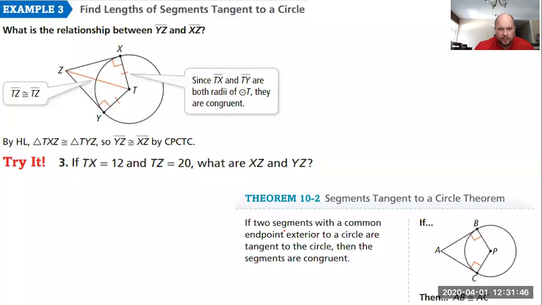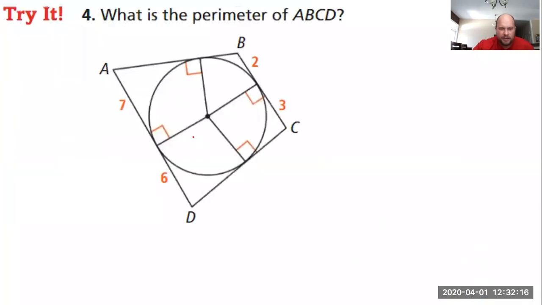Sorry, I don't know why that went backwards. There's a theorem that says if two segments with a common endpoint exterior to a circle are tangent to a circle, then the segments are congruent. So on that diagram, we could add in congruent marks here and here to say that those two are congruent. So it's telling us that if we knew some of those other measurements, we should be able to find both of those because, again, both of them are going to be the same. Again, I don't think we have to actually do that problem. There's a better example here as to how we're going to use this a little bit more.